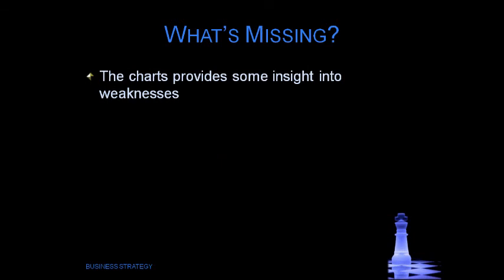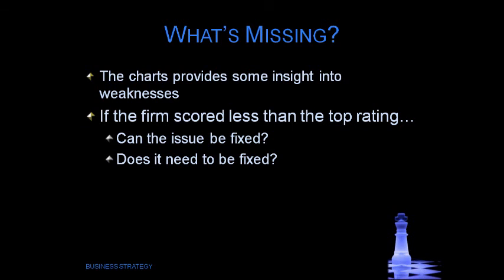The next thing we do is we look at what's missing. The charts, all of them, provide some insight as to where our weaknesses are. If we scored less than the top rating, can we fix the issue? Can we find a better location? But the other question is, does it really need to be fixed? In our particular instance, we're in a niche market, and so maybe it doesn't need to be fixed. Maybe we're okay. And it's always possible that you cannot compete with the top industry leader if you're a small business. There's no way that we have or will ever have, most likely, the financial resources that Pets R Us has.